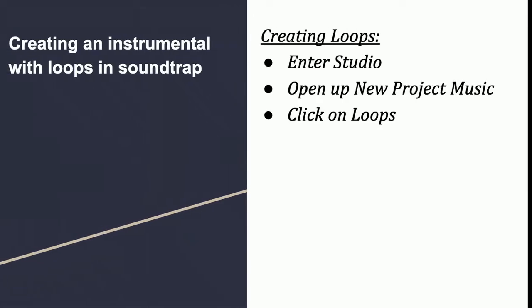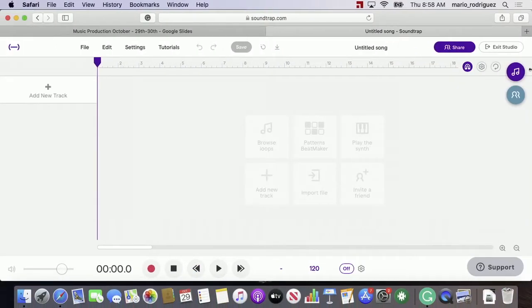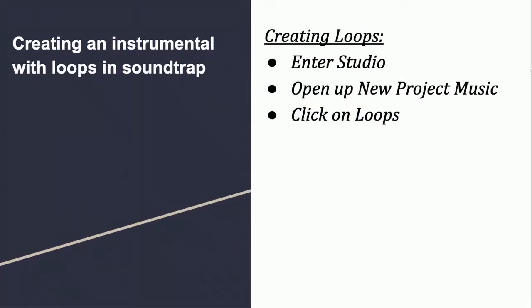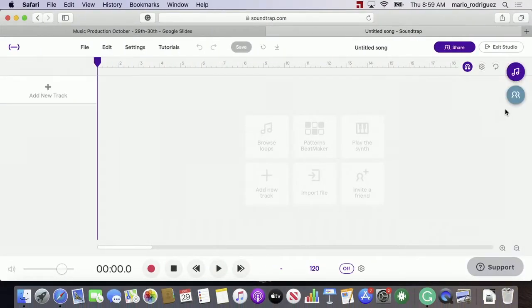Click on loops. All right. So we're going to click on loops. I already taught you them first two steps, but now we're going to click on loops. And where is loops located? It's right here on the right where this musical note is. It's purple. I'm gonna click on that.